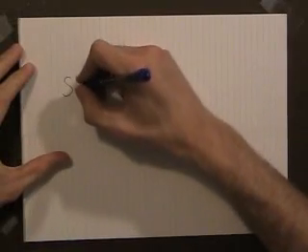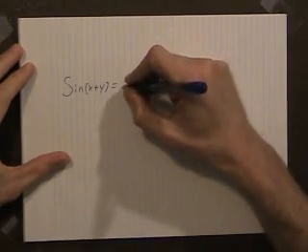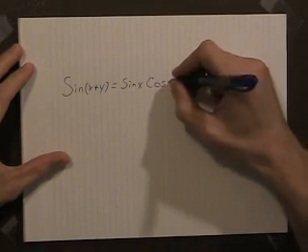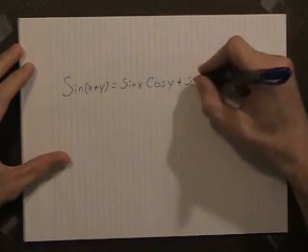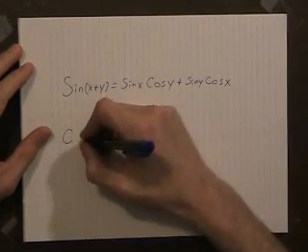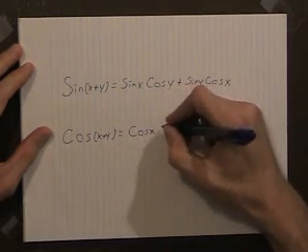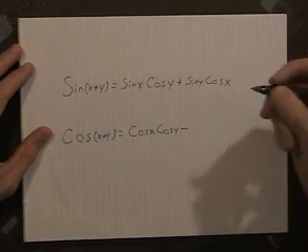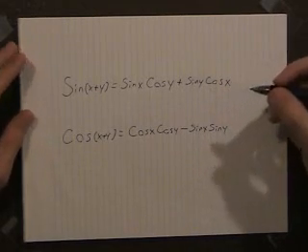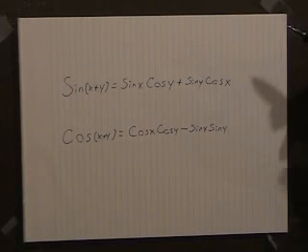At some point in trig class, you're going to come across the sum and difference formulas for sine and cosine. And they go like this. Sine of x plus y equals sine x cosine y plus sine y cosine x. And the one for cosine is cosine of x plus y equals cosine x cosine y minus sine x sine y.